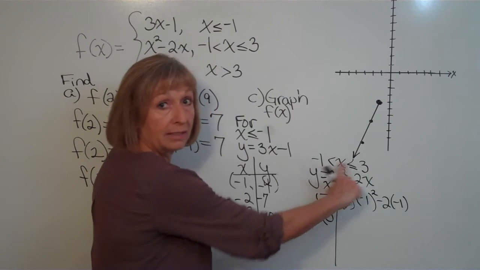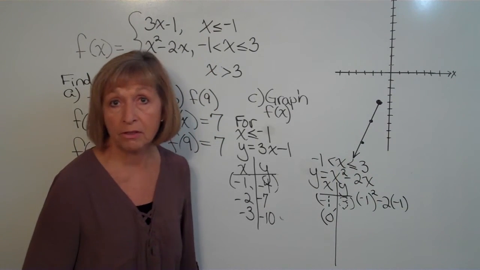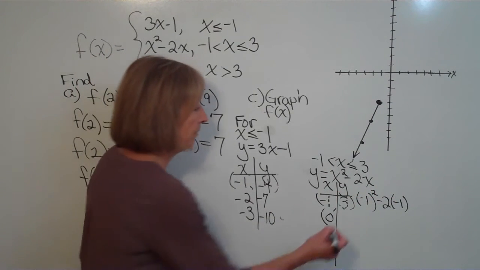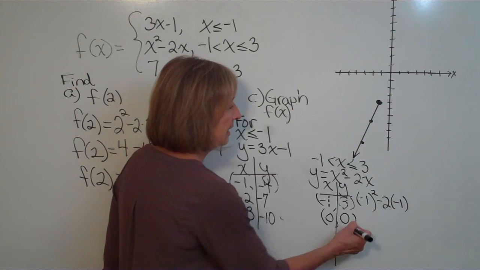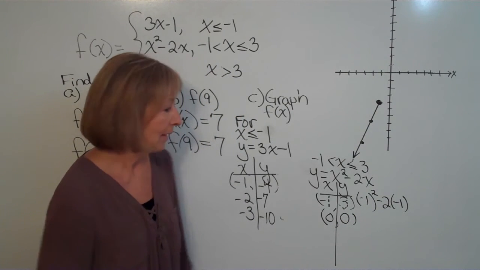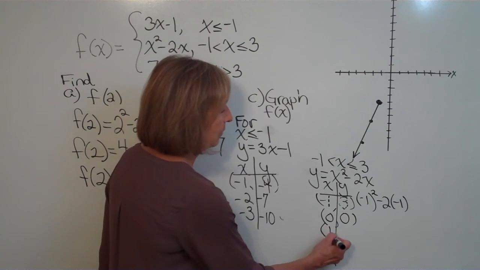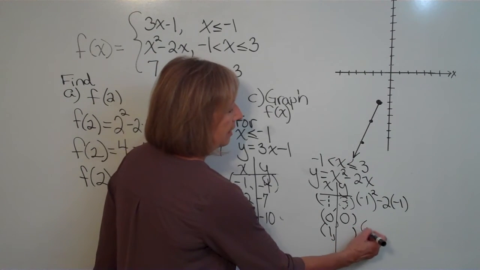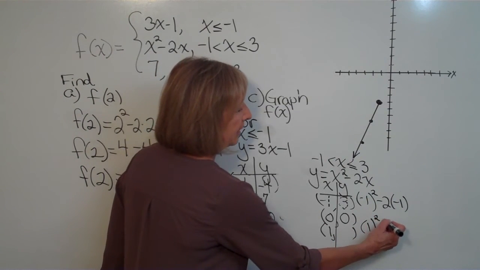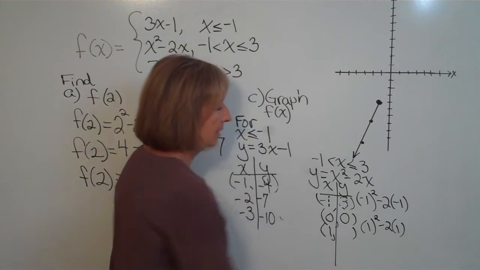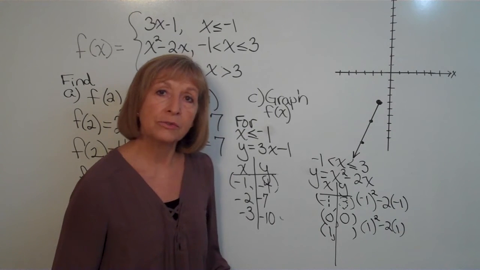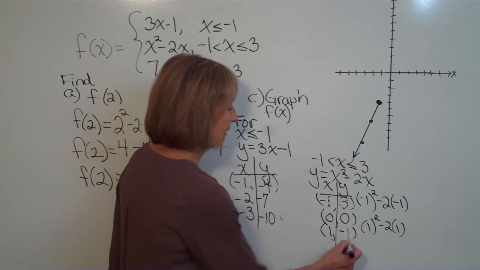X equals 0 is a number in the span from -1 to 3. 0 squared minus 2 times 0 is 0. So 0, 0 is on that parabola. How about when x is equal to 1? Well, if x is equal to 1, that's 1 squared minus 2 times 1. So that's 1 minus 2. 1 subtract 2 is -1.